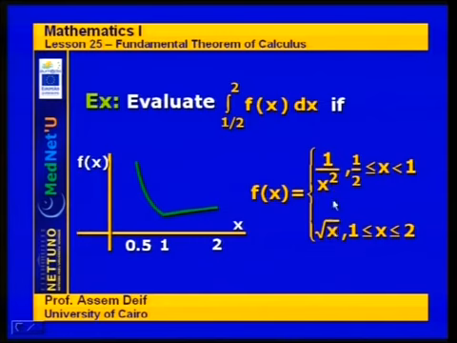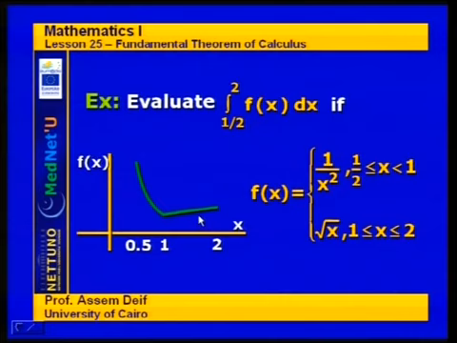And in fact, this is equal to a quarter of the area of the circle of radius 1 and center at the origin. This function here is a continuous function. It is defined by two rules: 1 over x squared for x greater than or equal to half and less than 1, while it is equal to square root of x for x greater than 1 and less than 2.